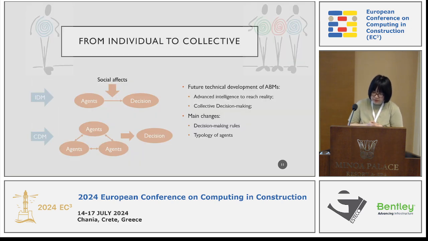So for the future technical development of agent-based models, the first main part is advanced intelligence to reach reality, which means psychological realism in agent-based models. And the second part is to change from individual to collective decision-making.